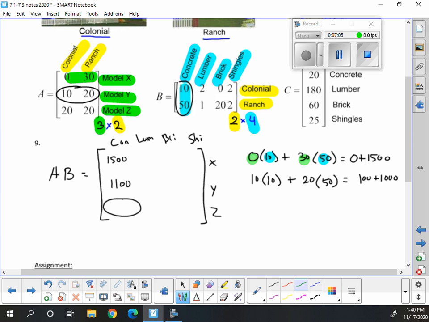And my last one would be Model Z. There we go. Model Z is 20 and 20. So 20 colonial that use 10 and 20 ranch that uses 50, or 200 plus 1,000.